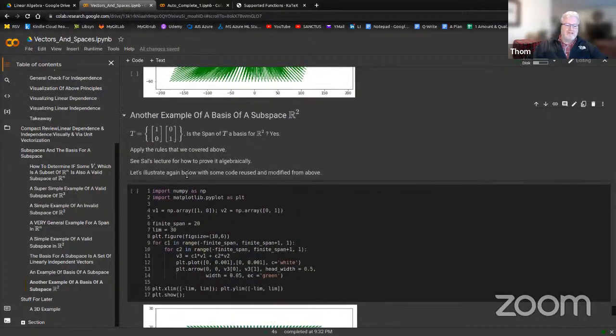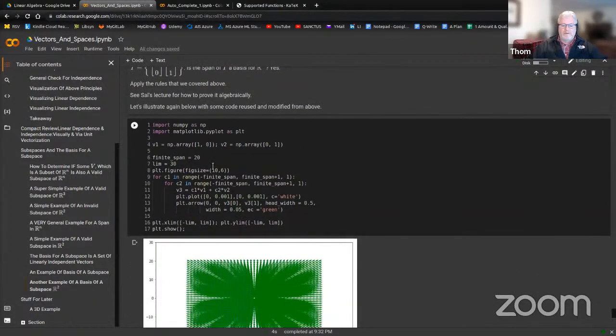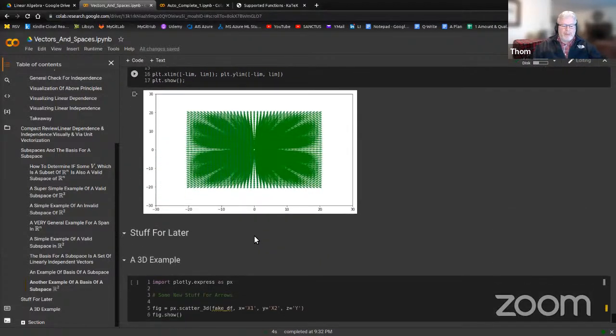algebraically, but let's just illustrate again below with some code reused and modified from above. So this is the same stuff we've been doing. We can see as if I keep increasing this finite span, this is going to cover everything in two-dimensional real space. And again, we're stepping by ones, but if we went to infinitesimal values, that means tinier and tinier values, this would just be solid green, right?